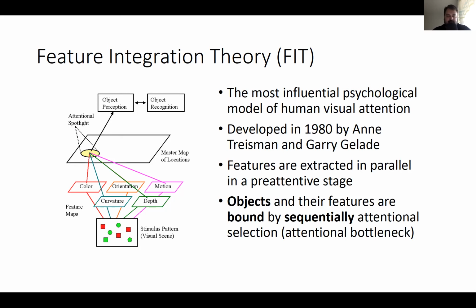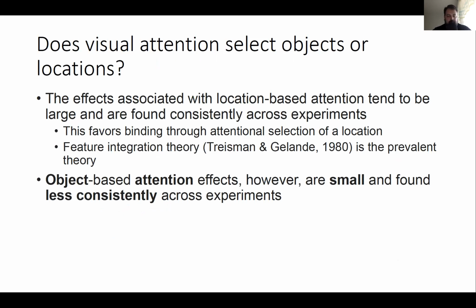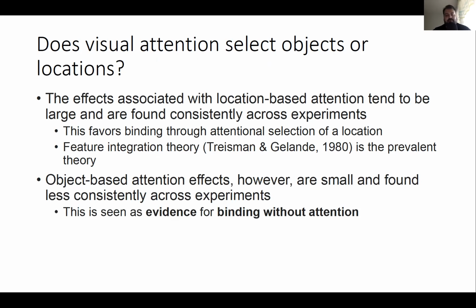Feature integration theory was developed in the 80s by Anne Treisman and Garry Gelade. Features are abstracted in parallel, and objects are then formed when features are bound by sequential attentional selection. That's the attentional bottleneck that Professor Schöner talked about earlier in the summer school. The opposing theory holds that object-based attention effects are small and less consistent, but they exist, and this is seen as evidence for binding without attention.